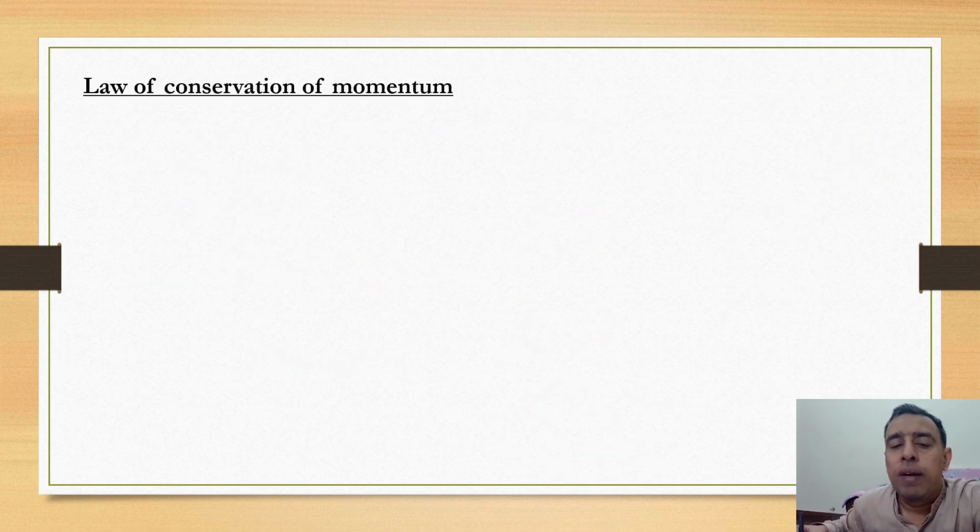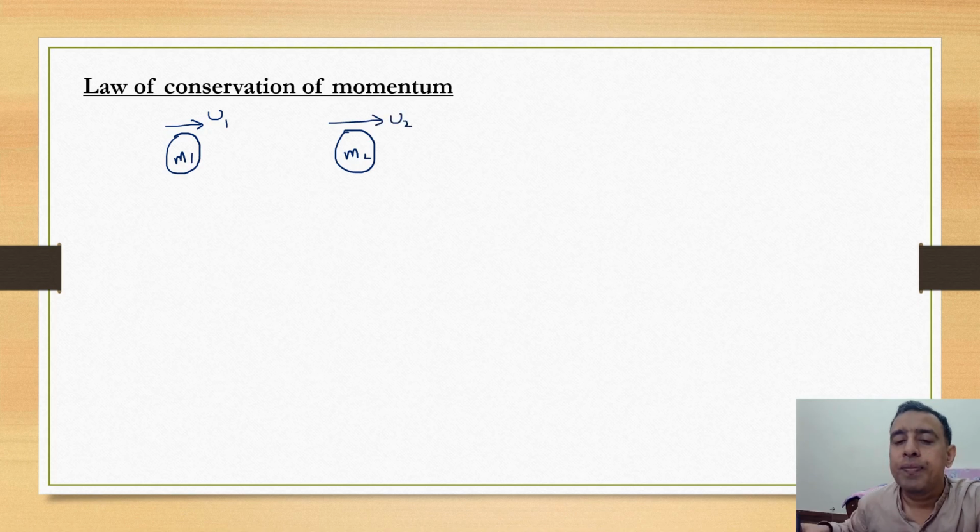Next, we have the law of conservation of momentum, this is important. And first of all, I'm going to show you a diagram which will tell you how you will be able to solve the problems. For example, we have a mass m1 and this mass is moving with some velocity u1. There is another mass m2 moving with velocity u2. Just look at the direction, both bodies are traveling to the right side.